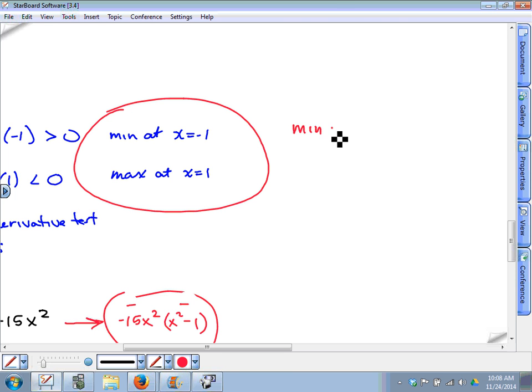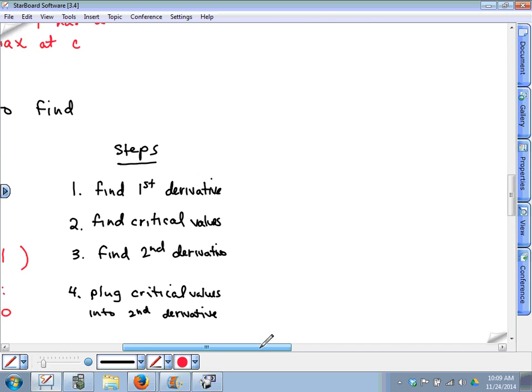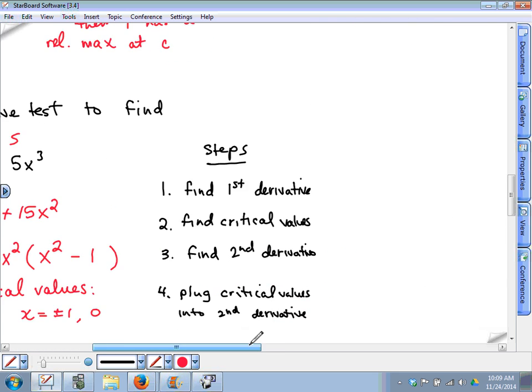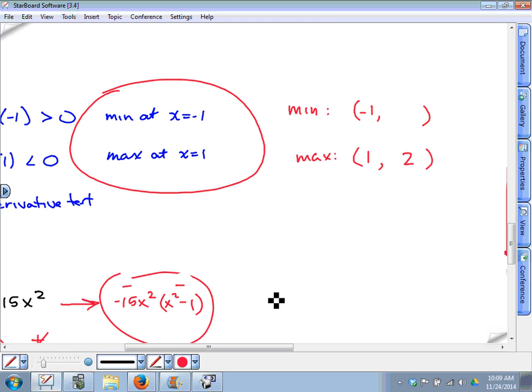We know there's a min at -1 comma what? And we know there's a max at +1 comma what? How do we find out what those y values are? Plug them back into the original. Okay. If x equals 1, that's not that hard. 1 to the 5th is 1 times negative 3, that's negative 3. 1 to the 3rd is 1. 1 times 5. So negative 3 plus 5 is 2. So when x equals 1, we have a max value of 2.